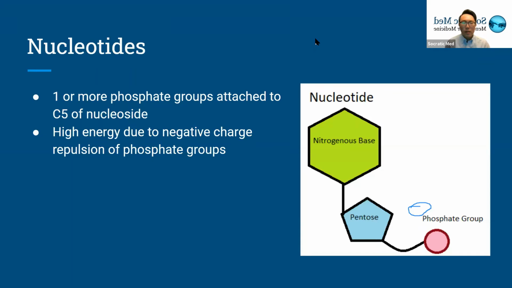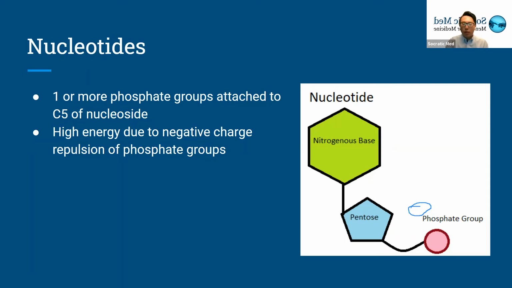And then finally, it forms a nucleotide when you join a nucleoside with 1 or more phosphate groups attached at the C5 position of the carbon. So when you attach a phosphate group to a nucleoside, you get a nucleotide. And nucleotides have a high energy because of the negative charge repulsions of the phosphate groups. Phosphate groups are negative, and when you put two negative groups close to each other, they repel each other, and the negative charge repulsion is the reason that nucleotides have high energy.